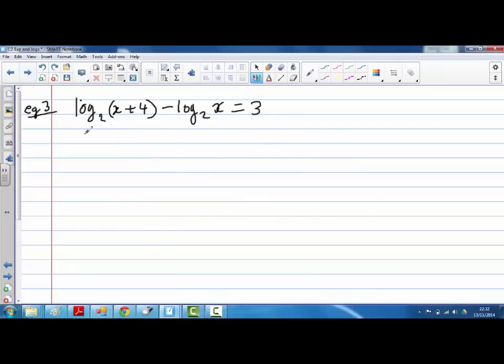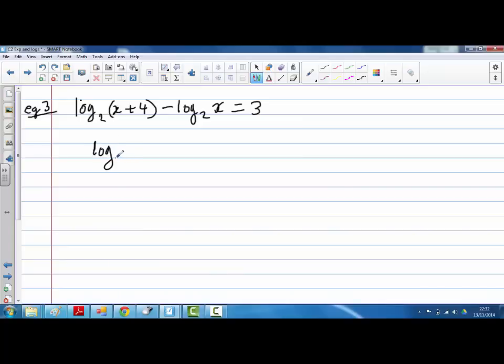Next, we come on to something like this. Again, we'll have to combine the logs first and then separate them out. Take everything to the other side, and so we've got x by itself. You might want to pause the video to have a go.